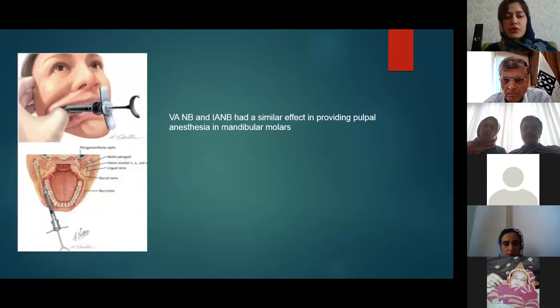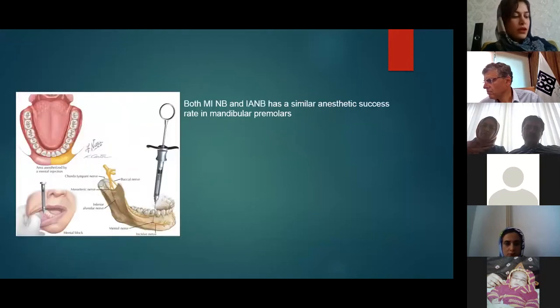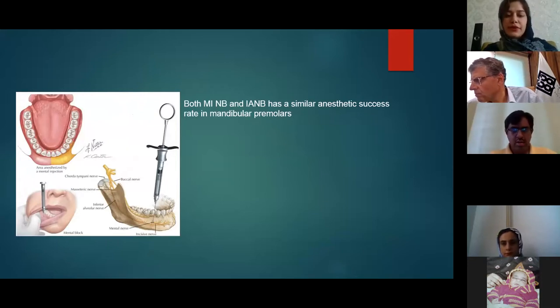Clinical trials showed that this technique and inferior alveolar nerve block have a similar effect in providing pulpal anesthesia in mandibular molars. The last technique discussed is mental incisive nerve block. This technique and inferior alveolar nerve block have a similar anesthetic success rate.